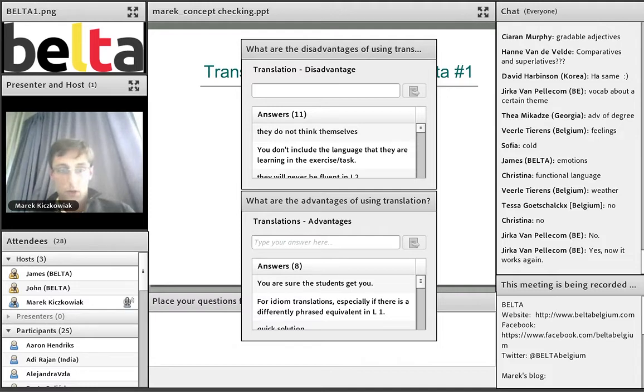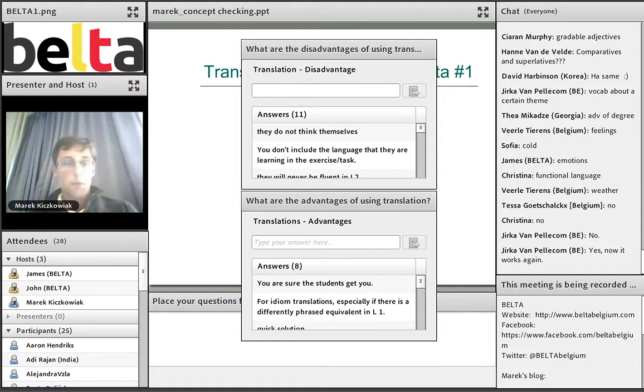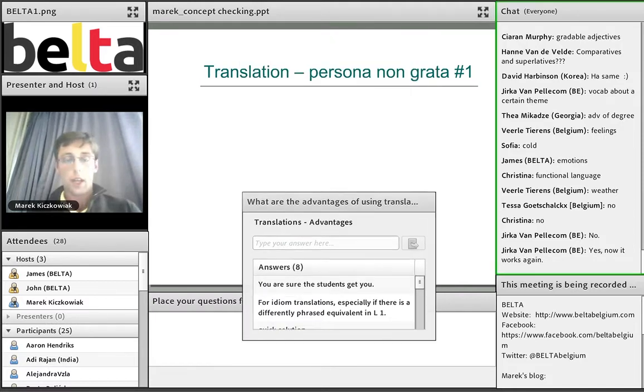And let's just very quickly look at the advantages. Yeah, sure, the students get you. As it's a quick solution, absolutely, as well. You can move faster and immediate understanding, said Larissa. And saves time, helps beginners especially. Students relate to concepts in their own language. Okay. Fantastic. You've got quite a lot of the same ideas that I've got. Please go back to the slide here, and I'll show you the answers that I came up with.